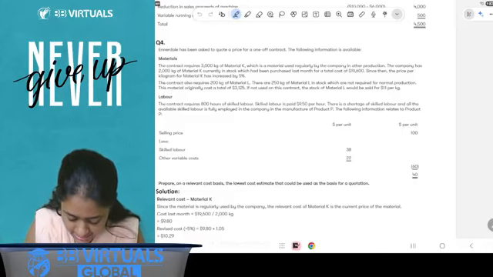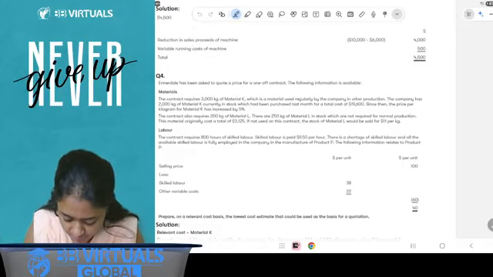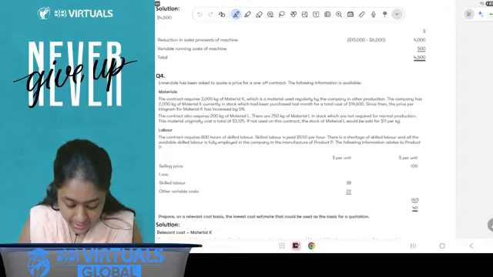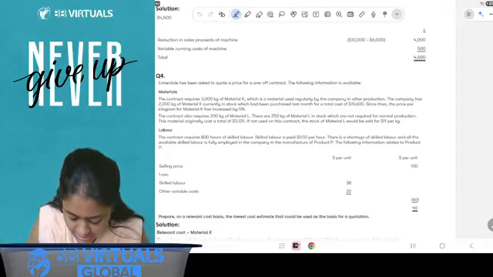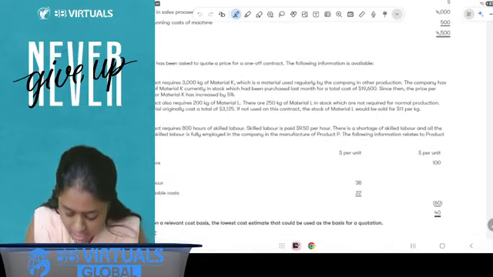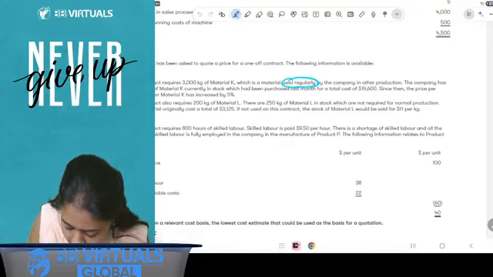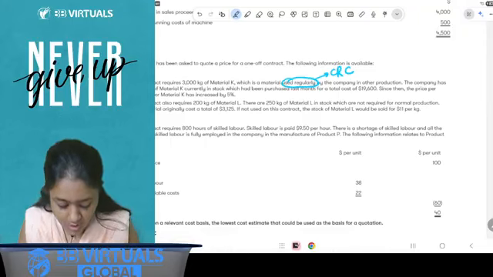Emmerdale has been asked to quote a price for a one-off contract. The following information is available. Materials, please focus. The contract requires 3,000 kgs of material K, which is a material used regularly by the company in other production. Used regularly. This tells me I have to use the current replacement cost.